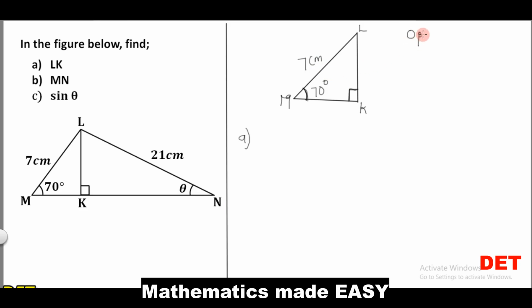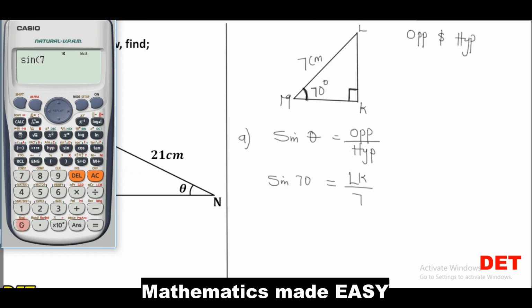So what is the relationship between opposite and hypotenuse? Again, the side facing this acute angle 70 degrees is your LK, that is your opposite. And the side that is given to you, which is the side facing this right angle, is the hypotenuse. So what's the relationship between opposite and hypotenuse? It is sine theta. So sine theta is equal to opposite over hypotenuse. What is my theta? My theta is 70. So sine 70 is equal to my opposite, LK, over my hypotenuse, which is 7.